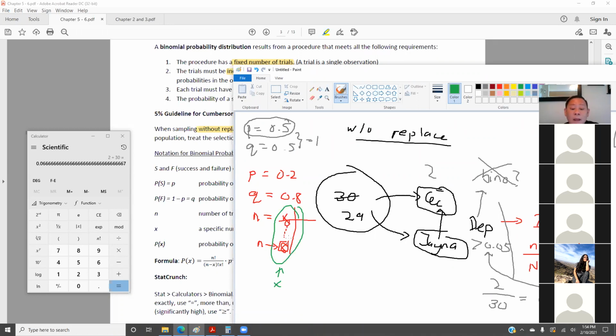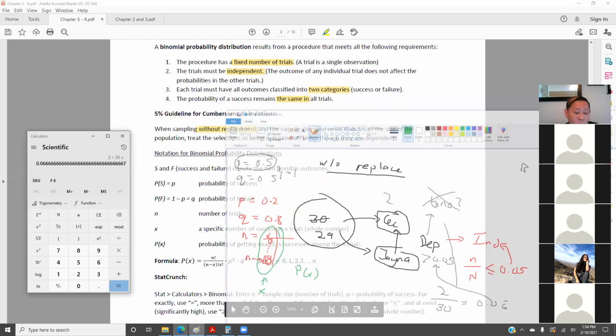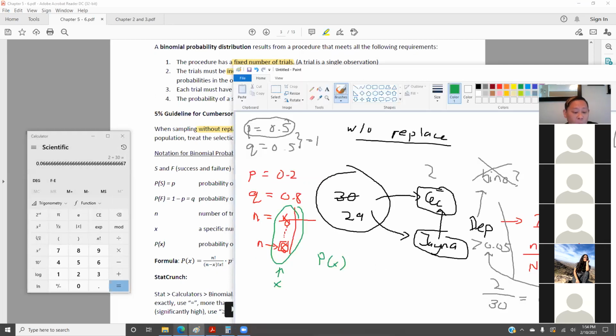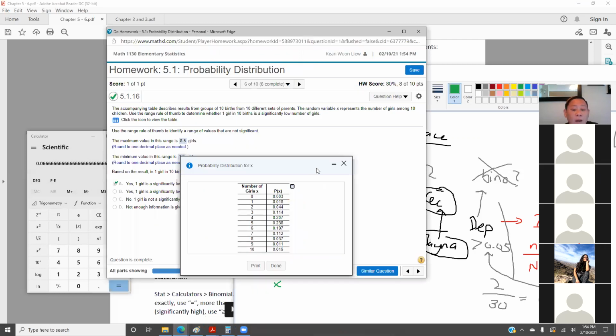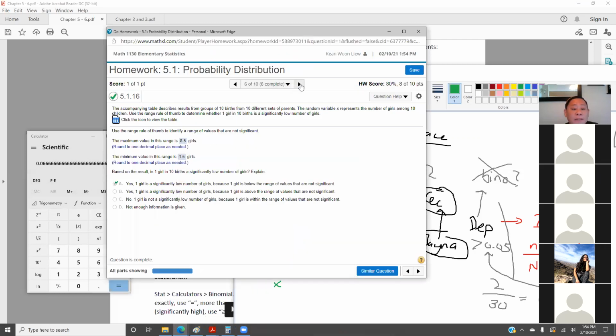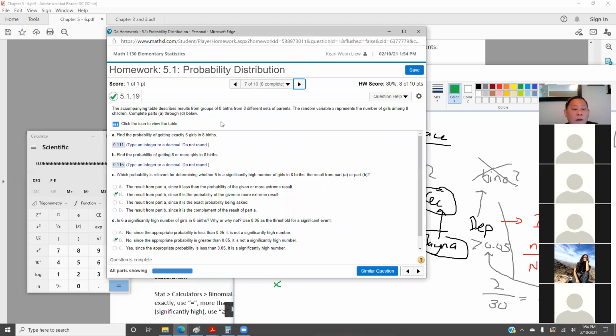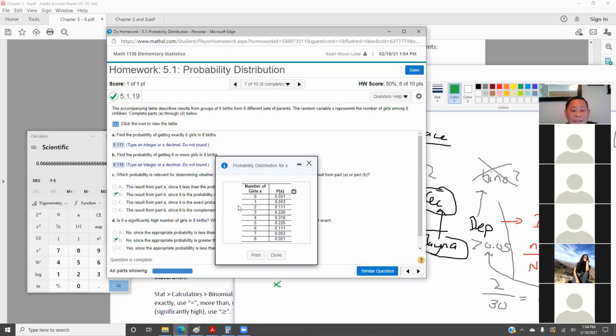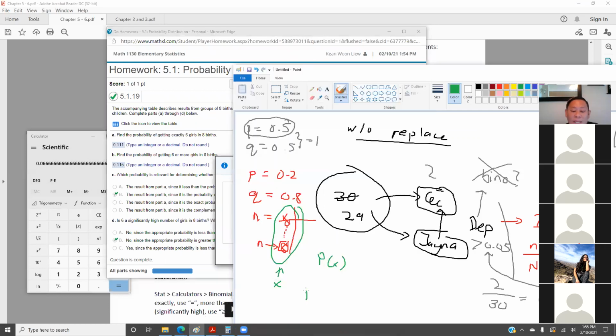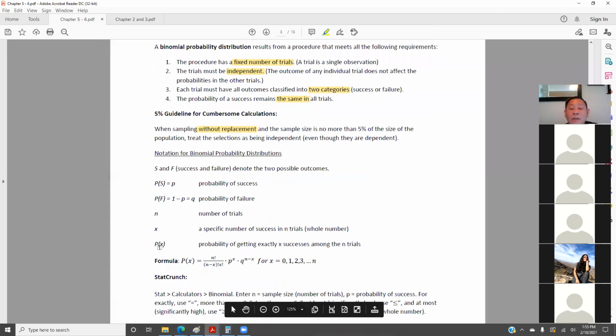Okay, that is X. And then when I ask for P(X), P(X) is the probability of getting X. Remember last time when you did your homework, the one that we just did here, I asked you what is the probability of getting 6 girls, 0.111, right? So that is the meaning. If I want to find P(6), P(6) is 0.11111. So that is the probability of getting 6 girls. That is the symbol we use for P(6).